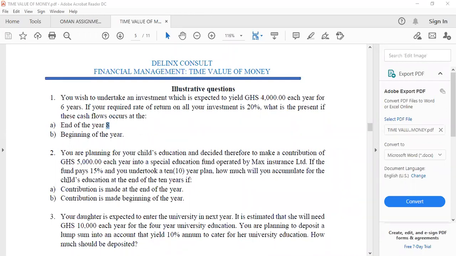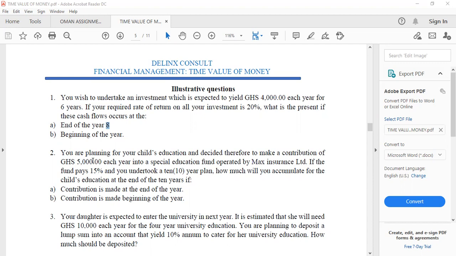So the first one is ordinary annuity, which the 5,000 is now the C. The C is the amount that you are putting there, or the amount that you are borrowing. The C is the amount that you'll be depositing or borrowing at the end of every year or at the end of the specified period. That is the C. So they are saying how much will you accumulate for the child's education at the end of the 10 years? So what are we looking for, future value or present value?